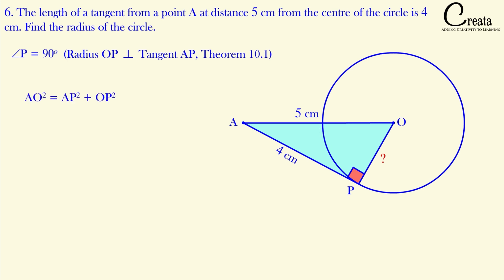Let's use the Pythagoras theorem. Let's put the values. On solving, we got radius square is equal to 9. So the radius is 3 cm. That is the answer of the question. Got it? So let's move to question number 7.